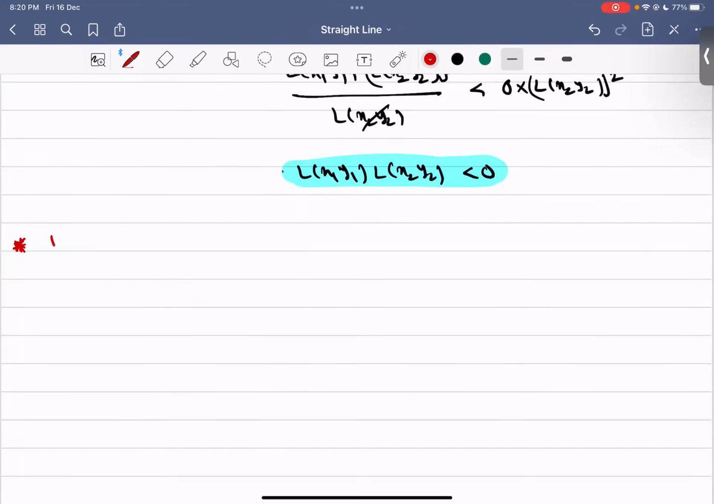Let here two lines: L1 of x comma y is equal to 0, and second line L2 of x comma y is equal to 0. The two lines.